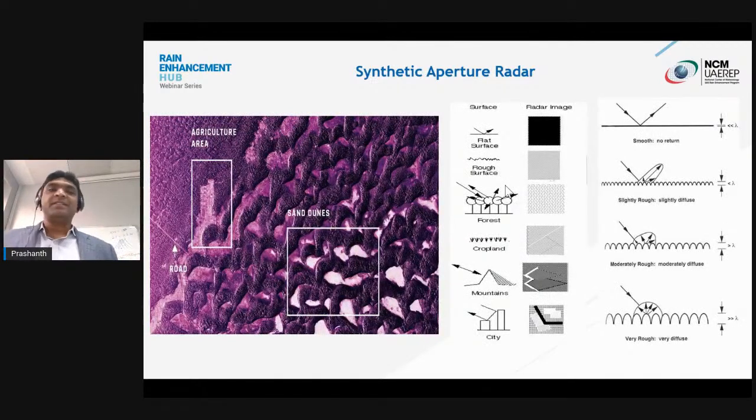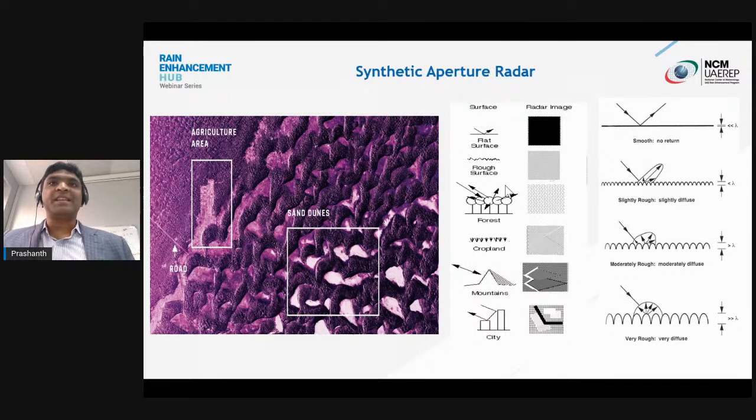So this is an example radar image over the UAE in the desert, which shows sand dunes and a small agricultural area in the south of UAE, close to the Atlantic water. As you see, what happens is if you have a flat surface, the signal comes, hits the surface, and goes away, basically. So there's no return. The radar image looks dark.